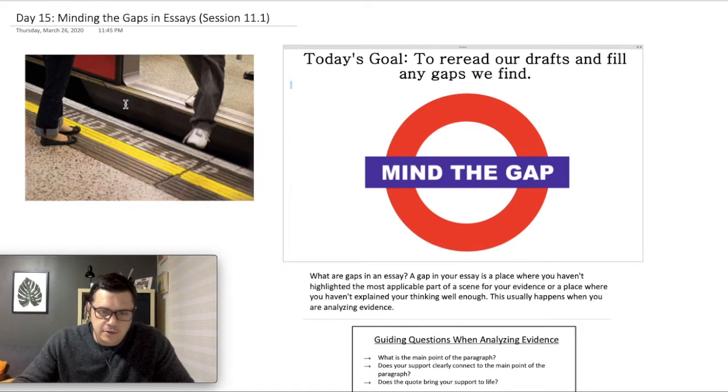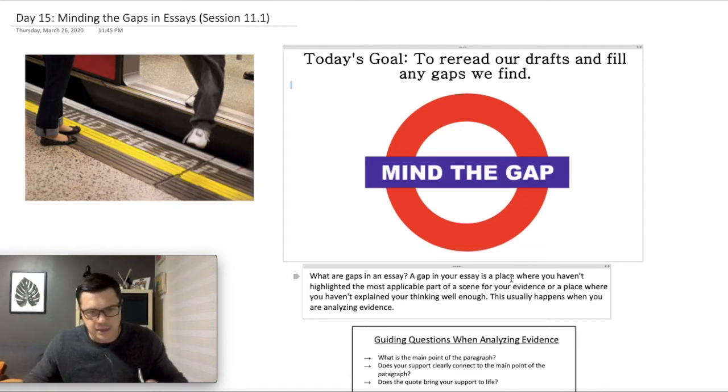So the gap here, if you look at the picture, you see "Mind the gap," right? This gap refers to the space between the subway car and the subway platform. So if you fall down there, you're in big trouble. If you have gaps in your essays, your reader is in big trouble because they're going to get lost and your message will not be conveyed. A gap in an essay is a place where you haven't highlighted the most applicable part of a scene for your evidence, or a place where you haven't explained your thinking well enough. And this usually happens when you're analyzing evidence.